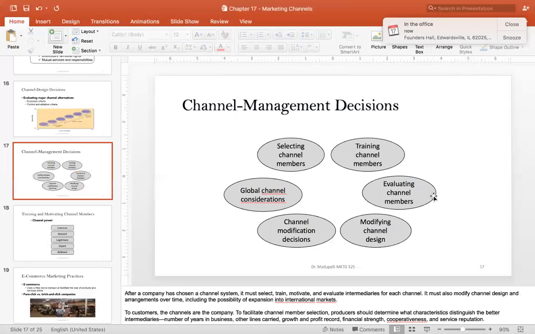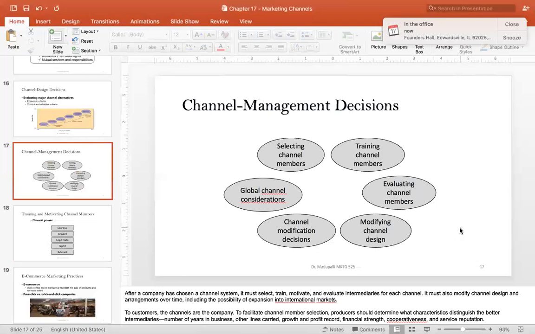Now, in terms of other aspects, evaluating channel members, there has to be a periodic evaluation of intermediaries' performance. Again, it depends on channel power. That's the reason I covered channel power before coming here. Modifying channel design and arrangements: inevitably they change over time. The rules, present policies, and present expectations change over time. So when you're writing up the channel contracts, these things need to be specified and understood by both parties. Channel modification decisions need to be made based on consumer demands, the competition, and more importantly, the distribution channel performance. Depending on the performance, you can decide to modify, add a new channel member, or add a new level of the channel.